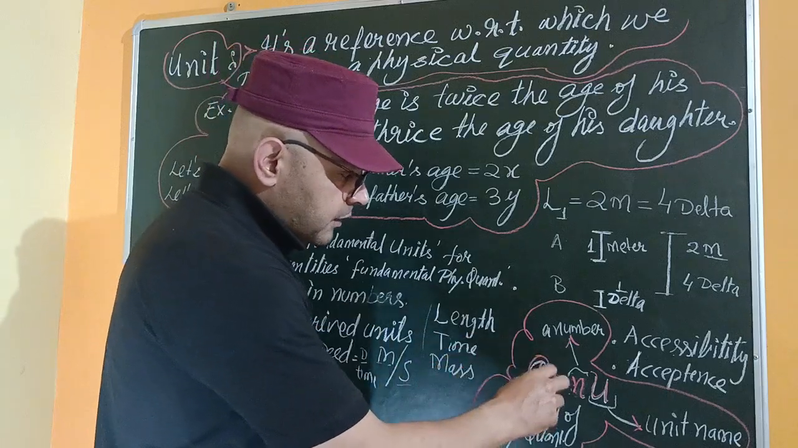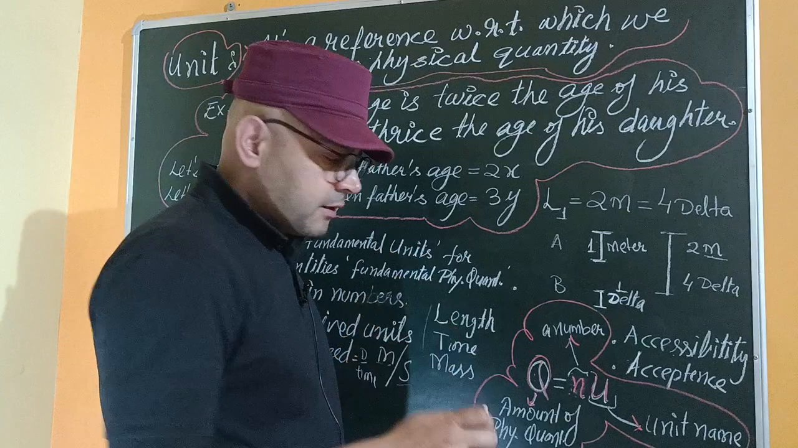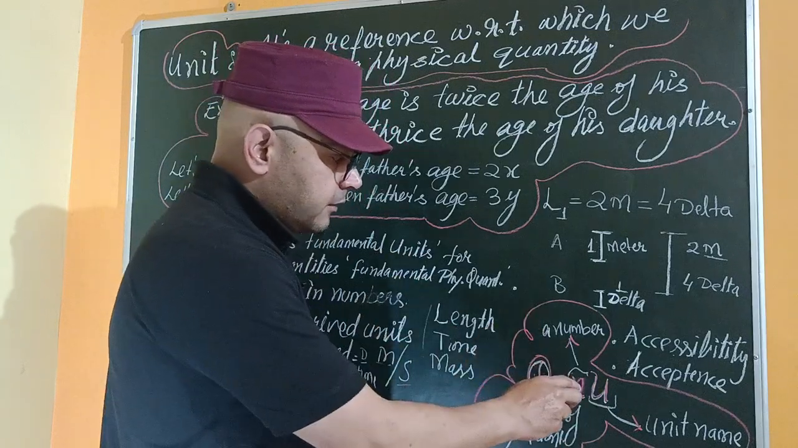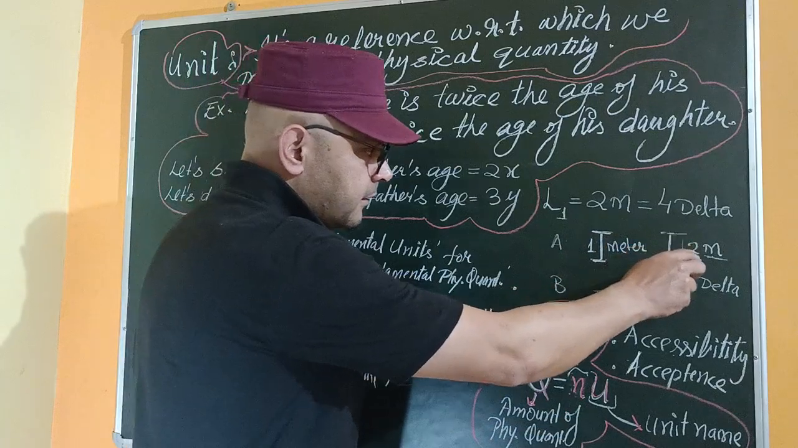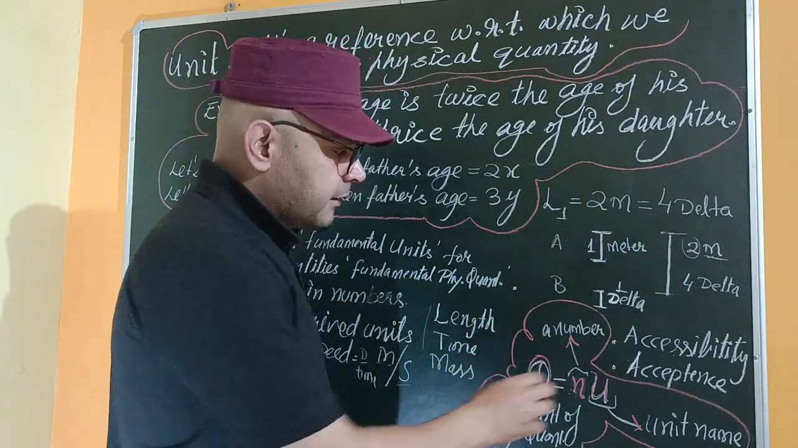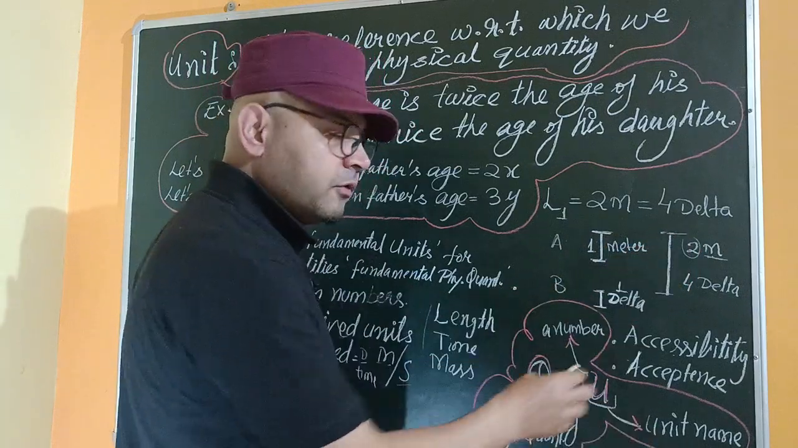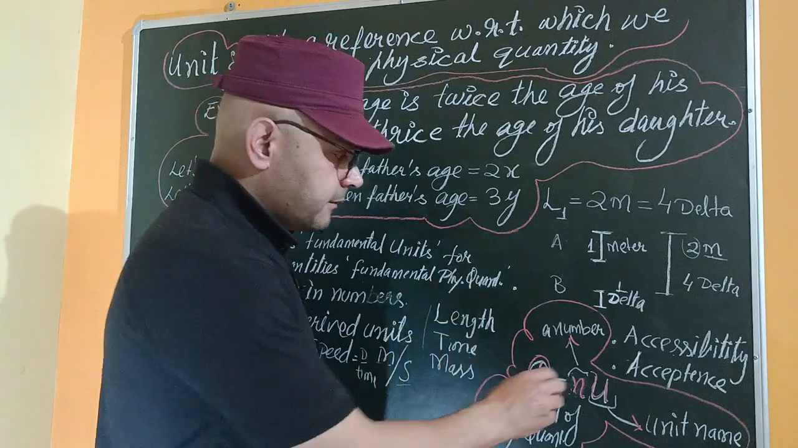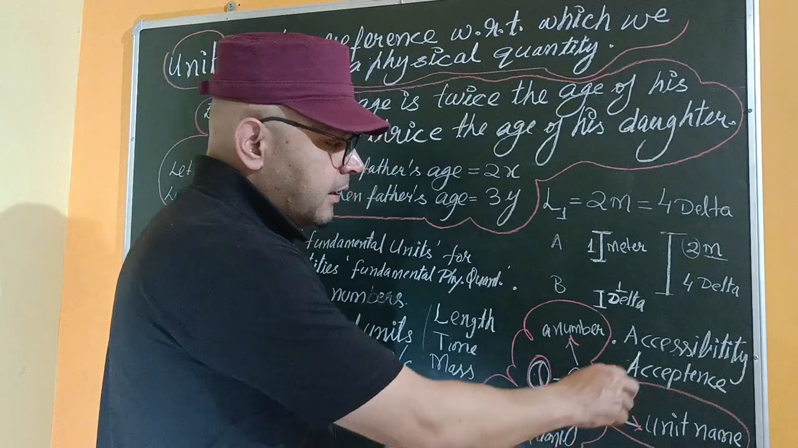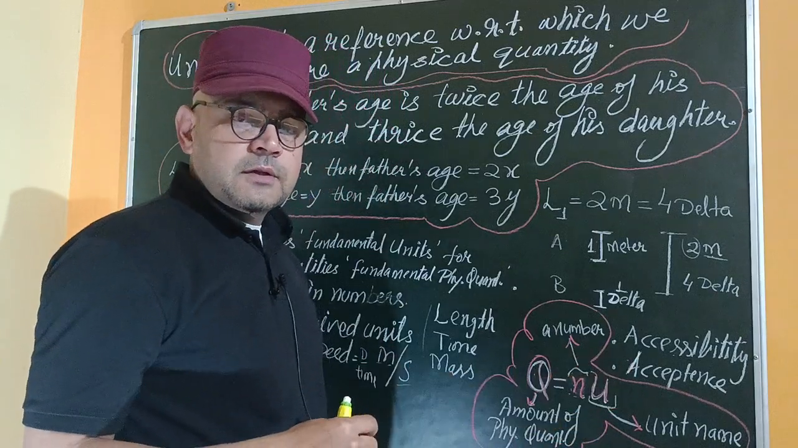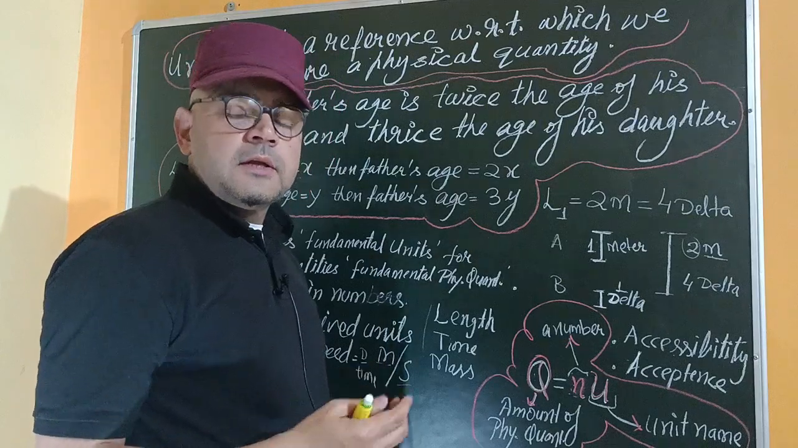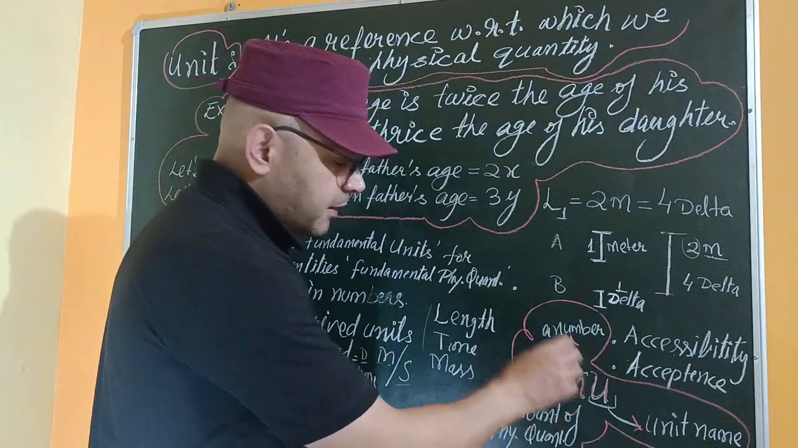This amount of substance or physical quantity is equal to n into u. Here n is the numeric part, or a number, and u will denote the reference or unit. So every physical quantity will be written as a numerical part and a unit associated with it. The unit signifies the reference, and this is the numerical value.